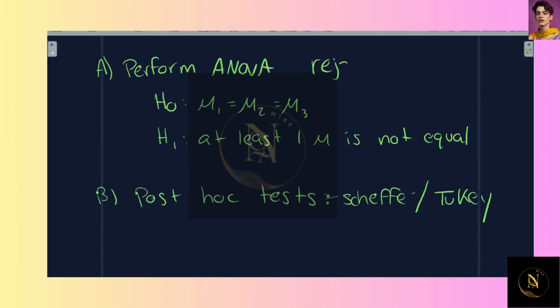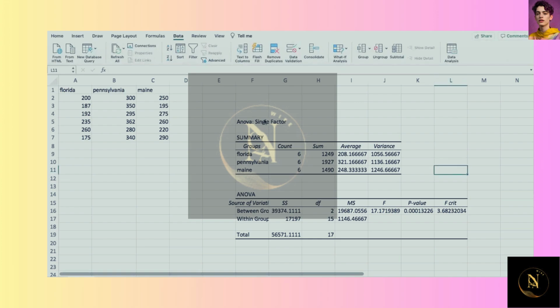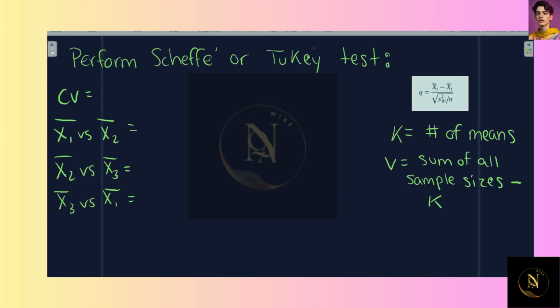So we can reject our null hypothesis. So there is evidence to support that at least one mean is not equal to another mean. And because we have a significant result, we can go ahead and do either a Scheffé or a Tukey test. And if we look at our sample sizes, they are the same. So we will be performing a Tukey test.